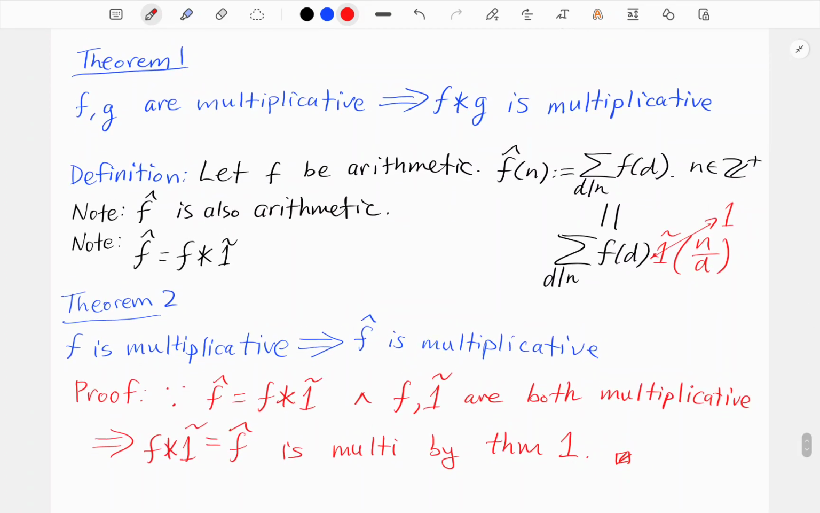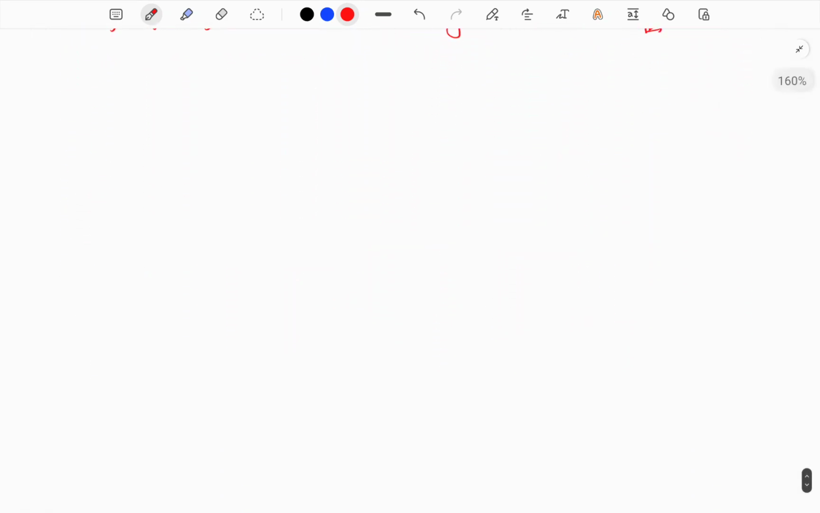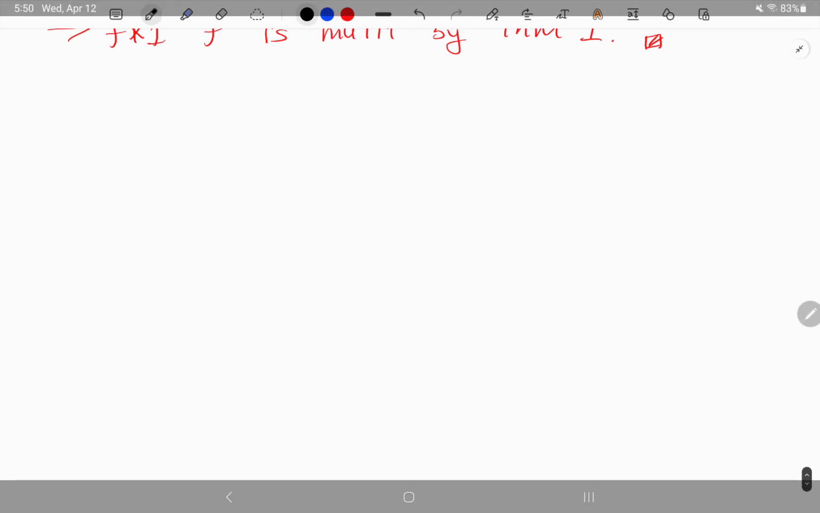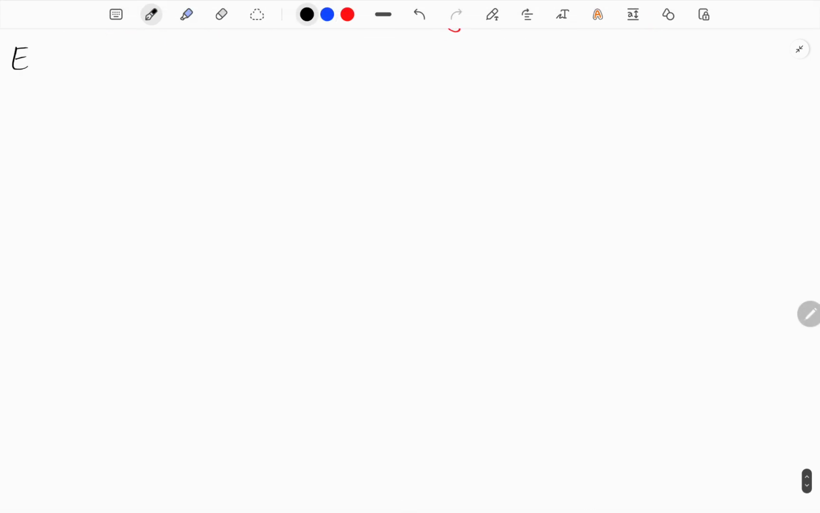All right. So let's get on to some examples. So the first example is going to be the divisor function. Actually, I'll call this definition.